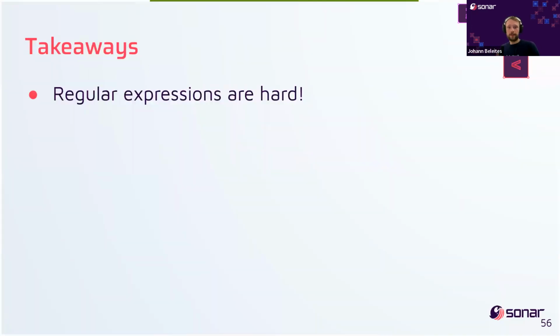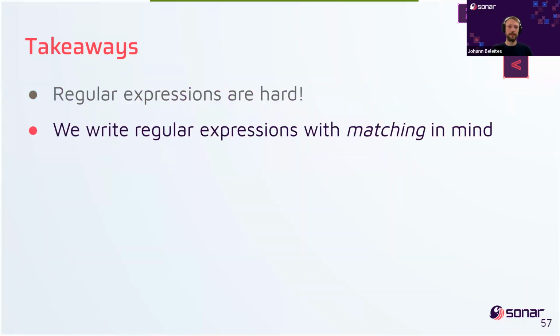Some takeaways. I think few people would disagree here. Regular expressions can be quite difficult and hard to read and maintain in many cases, especially as they get longer and, well, older. A lot of times when we do write regular expressions, it's with what we are trying to match in mind. We often don't really consider what we don't want to match as much, and also a lot of edge cases, of course, are hard to consider.